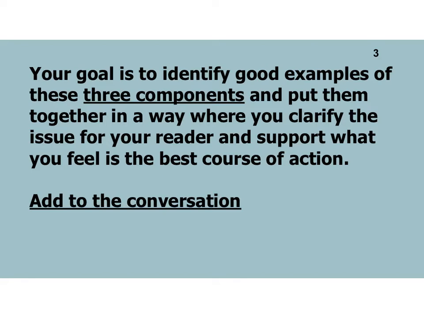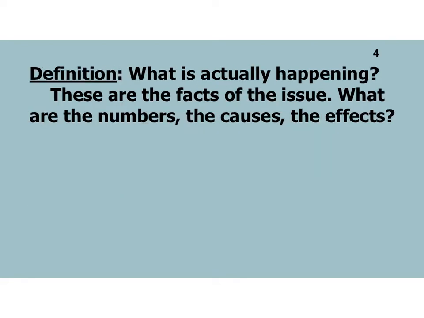But in order to do this, you need sources. Let's look at what these three are specifically and talk about opposition. So, definition means what's actually happening. These are the facts of the issue. What are the numbers? What are the causes? What are the effects? You can't assume that your reader understands all the facts about an issue, or assume that they know even some of the words that you use to identify what's going on. Some of the explanations that you have read use vocabulary they won't know. You need to identify the situation. What is the thing that's happening? That is part of what you do with definition.